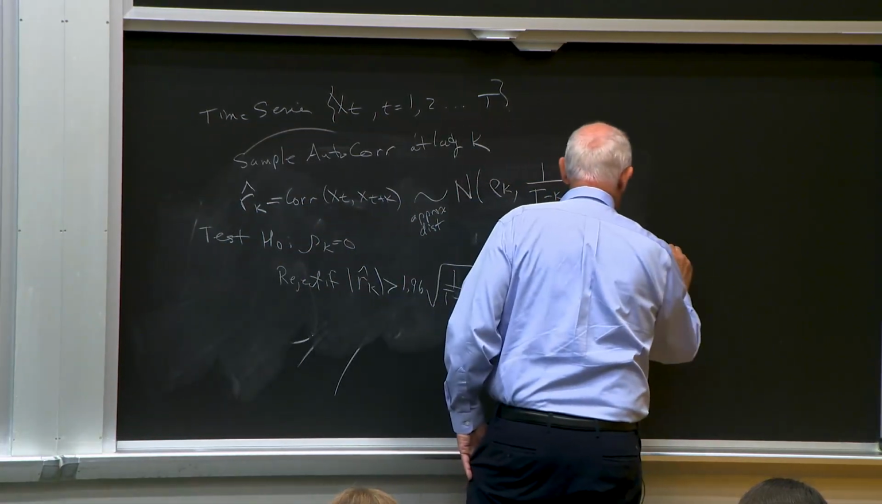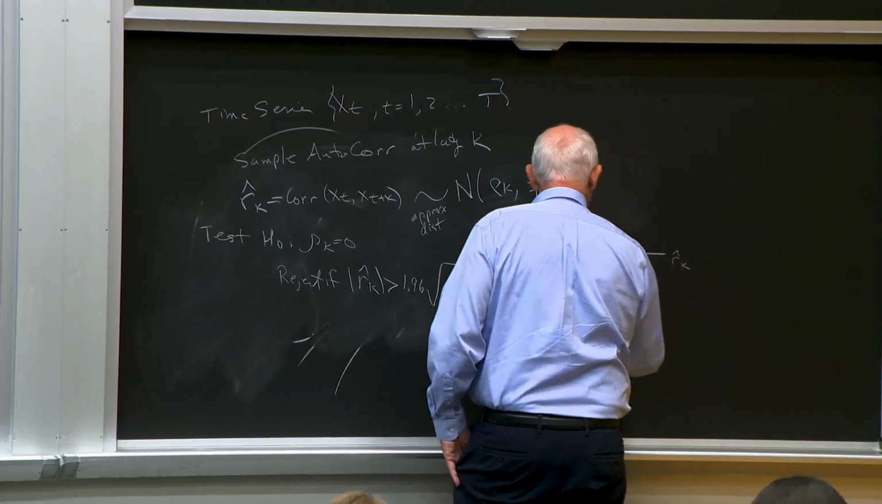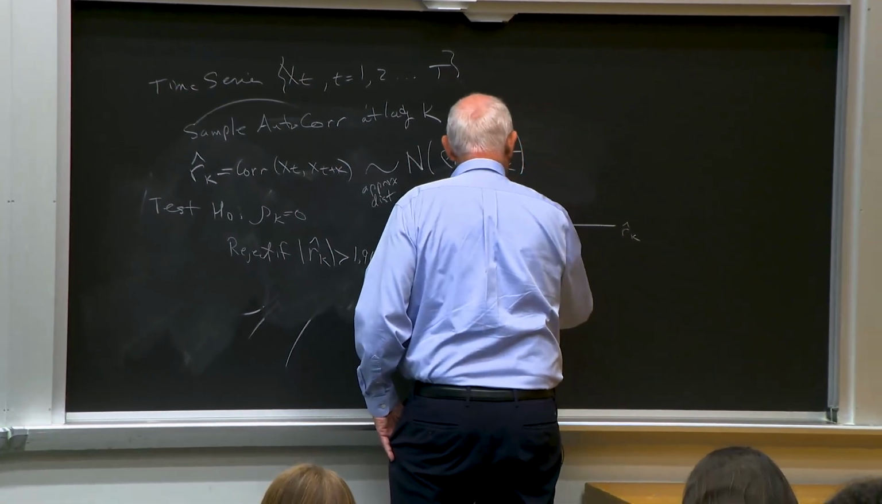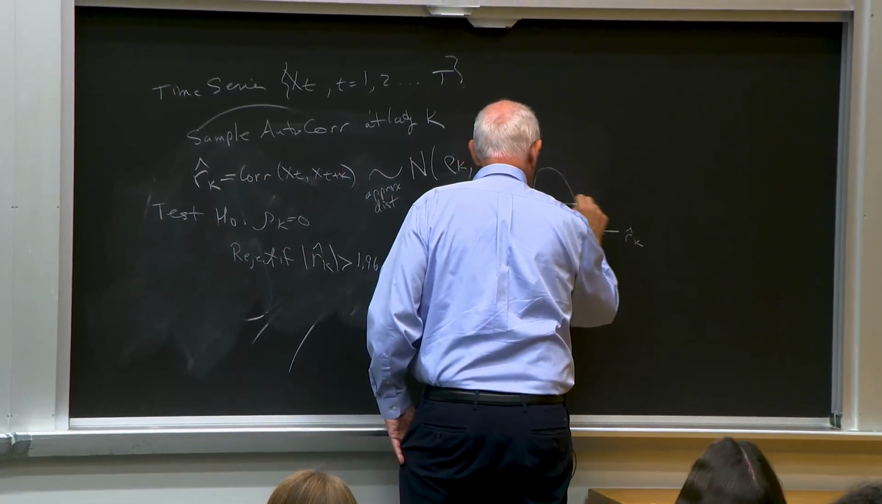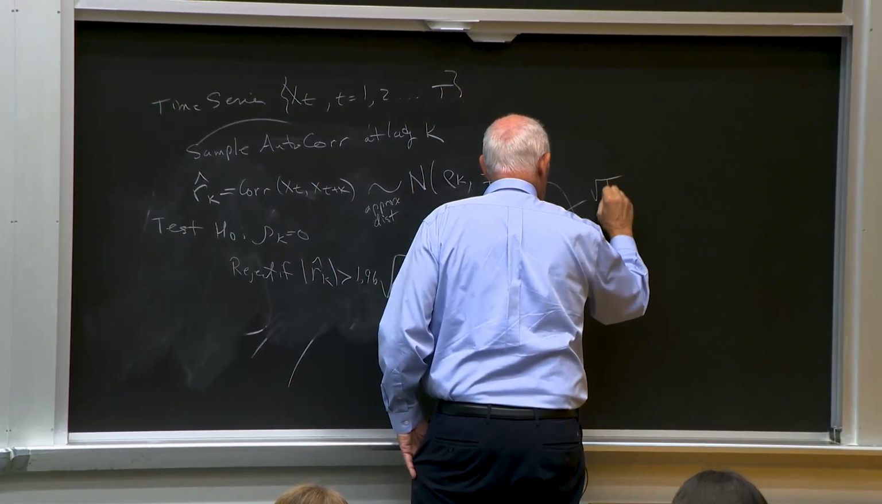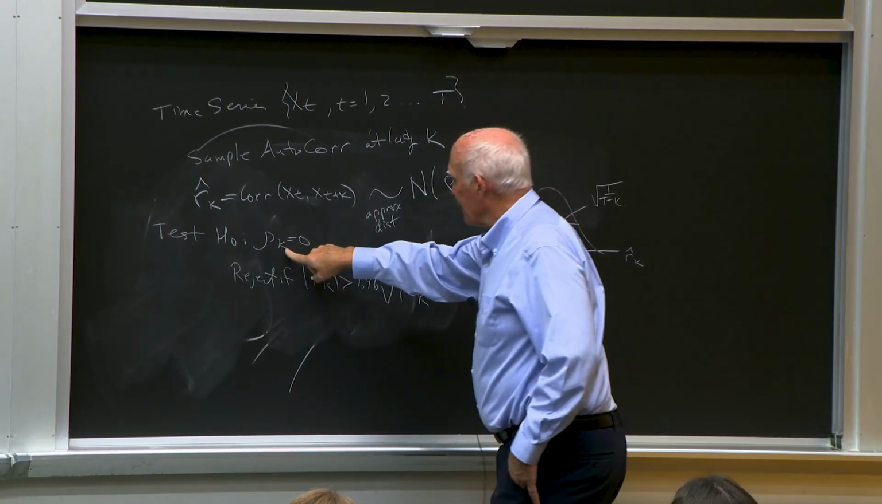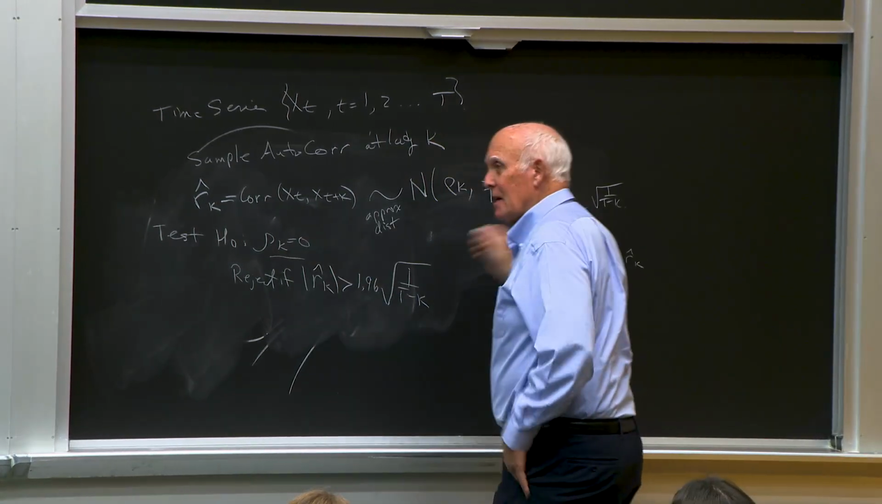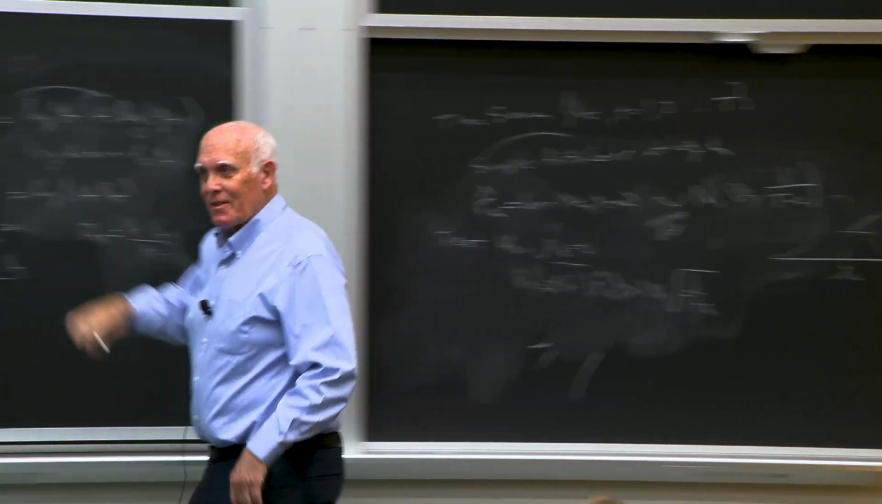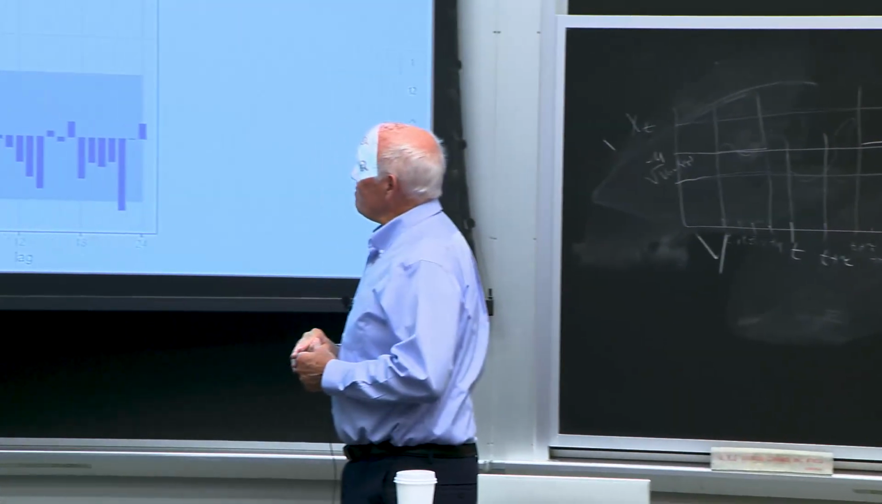So we basically have, for the r hat k, where we have a rho k here, a bell-shaped curve with a standard deviation of square root of 1 over T minus k. And if we consider rho k equal to 0, then we do the rejection if it's outside these bands.